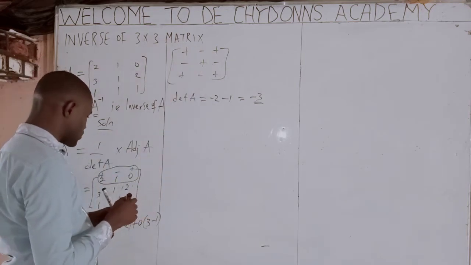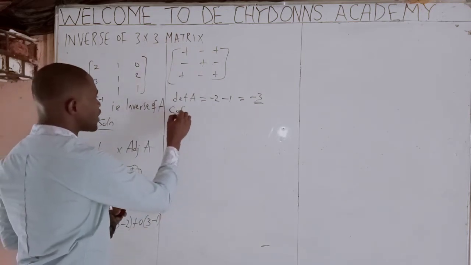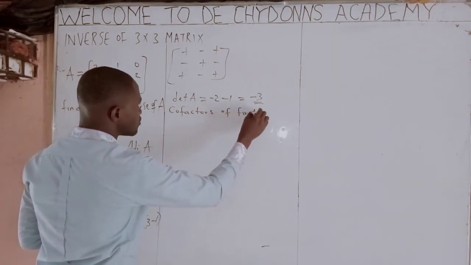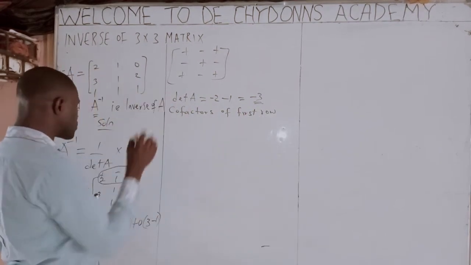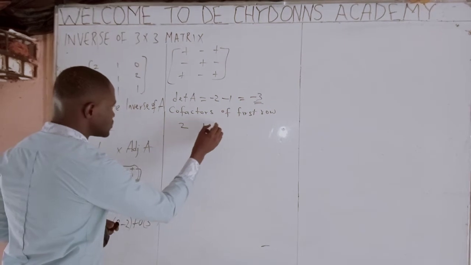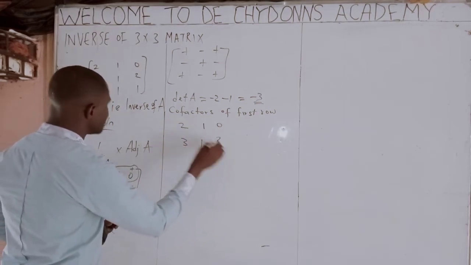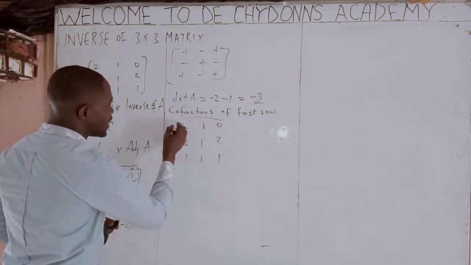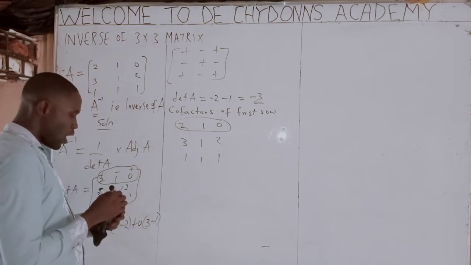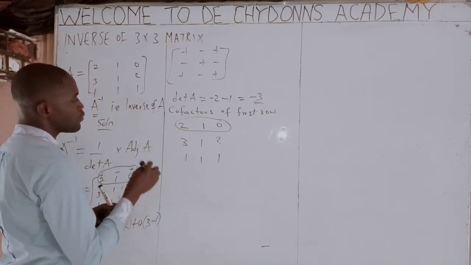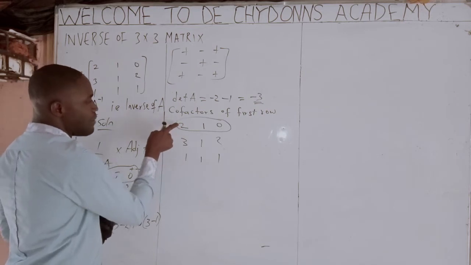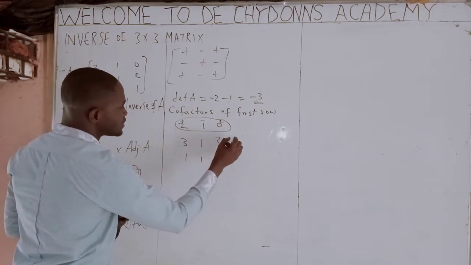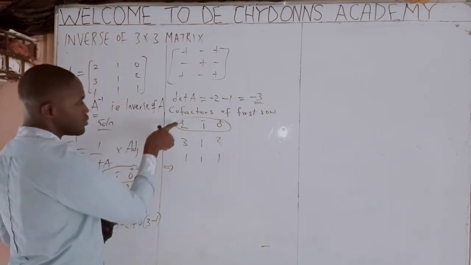Why getting the cofactors? We say cofactors of first row. For us to get cofactors of first row, we write 2, 1, 0, 3, 1, 2. That is the main question. 1, 1, 1. Then this is our first row. Want to get their cofactors. Now, the element on the first row is plus, minus, plus. So see how we get it? And I say equals to.